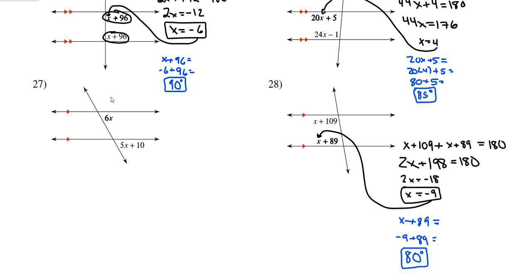All right, so next up, 27, moving backwards from 28. Number 27, this angle and this angle here are corresponding, so they are congruent. So that means they are equivalent to each other. This angle measure is the same as this one, so they are equal to each other. All right, so subtract 5x from both sides, we get x by itself, and it equals 10.